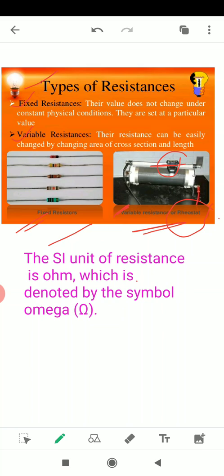Now what is the unit of resistance? According to Ohm's law, the resistance is a ratio of potential difference with current.